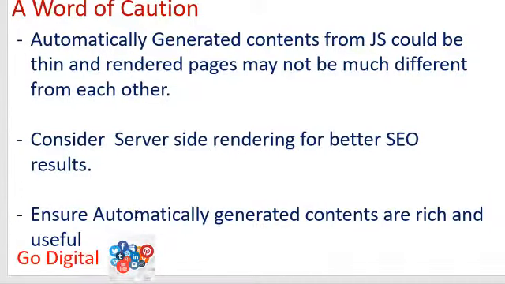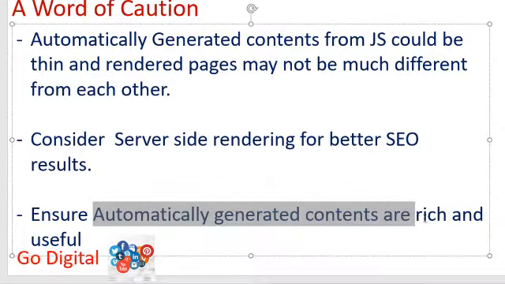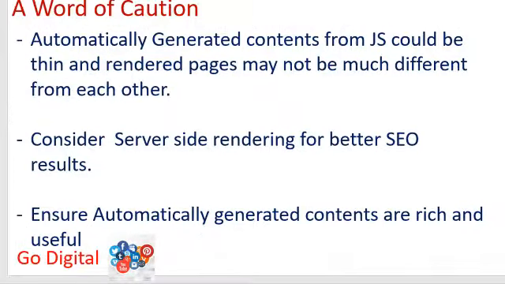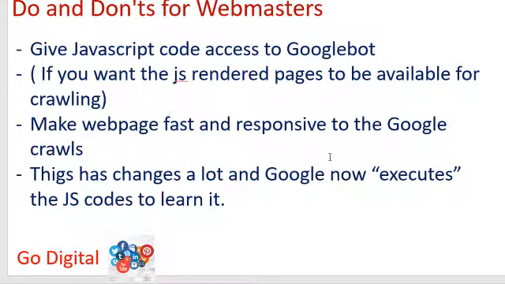If you do generate content using JavaScript, you must ensure that this automatically generated content is rich, useful to the user, and engages them. That's the way you can make sure there are no negative effects of that JavaScript code. If you decide to give Googlebot access to JavaScript code, you must give it access to those JavaScript files. You must also make your web pages fast and responsive to the Google crawler so that it can test them quickly.